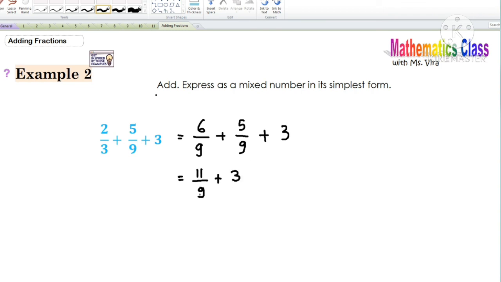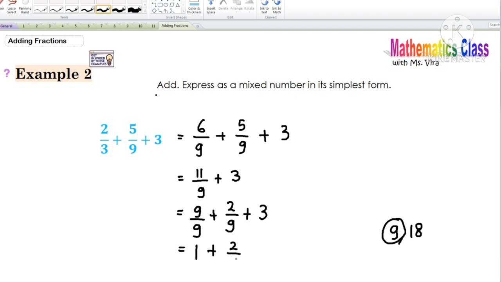11 over 9 is an improper fraction, so we need to exchange into a mixed number by looking for a smaller number than 11, but can divide it exactly by 9. And 9 is actually smaller than 11, that can divide it exactly by 9. So 9 over 9 plus 2 over 9 plus 3 wholes. Now 9 over 9 is 1 whole plus 2 over 9 plus 3.